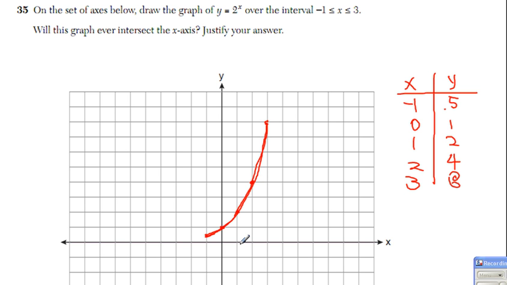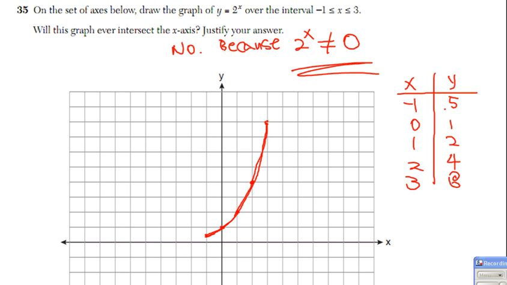Now, will this graph ever intersect the x-axis? In fact, the answer would be no, because 2 to the x will never be equal to 0. That's why. Alright, let us move on.